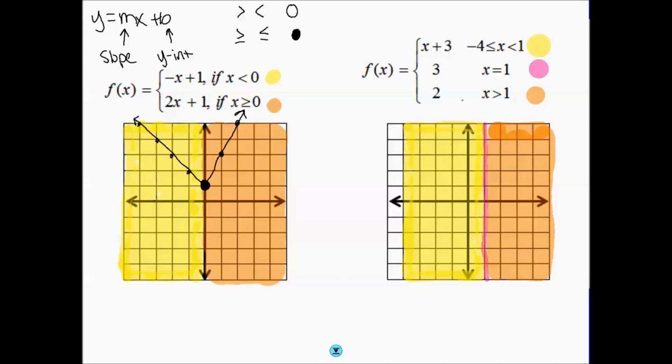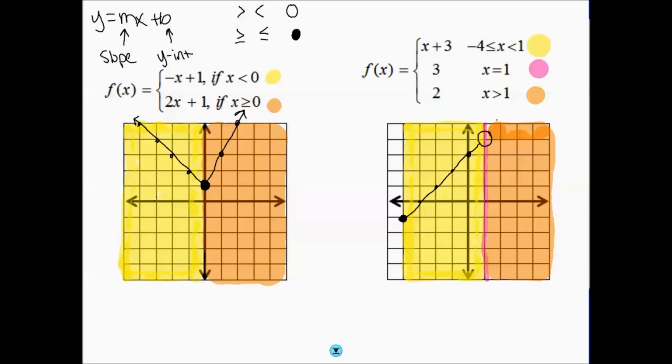Now let's go ahead and graph. So my first equation is x plus 3, so my y-intercept is 3, and my slope is 1. So I'm going to go up 1 and over 1. Then I have an open circle here. If I go to the other edge, since it is less than or equal to negative 4, I can put a closed circle here. And then connect the dots.